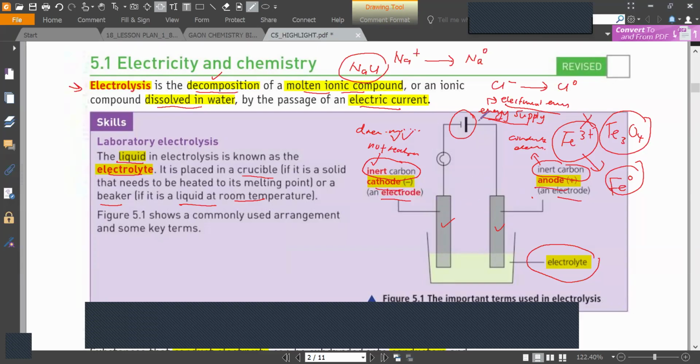Looking at the battery here, the anode is the positive terminal and the cathode is the negative terminal. So these are the main points.